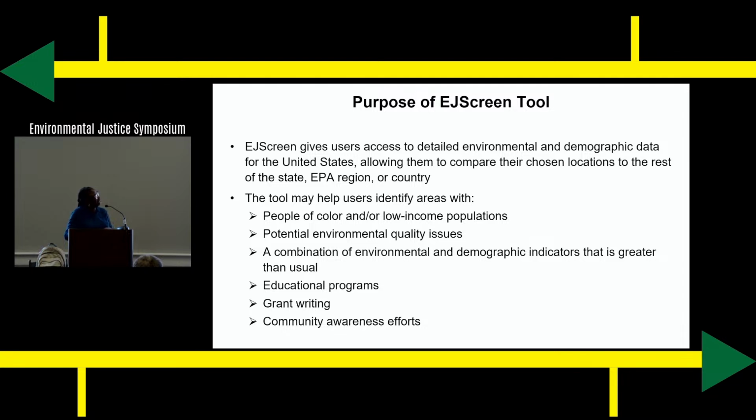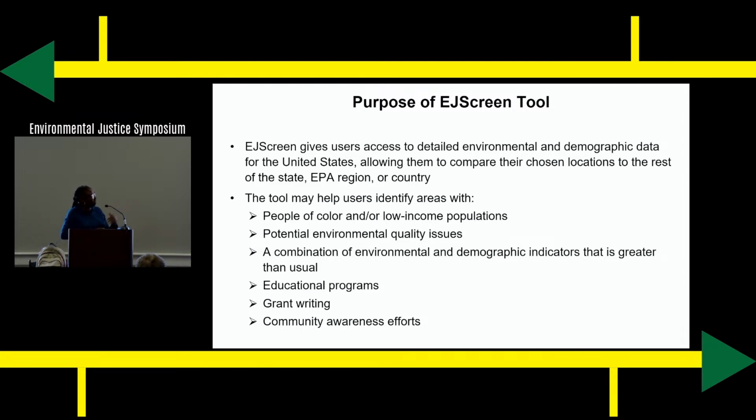So, the purpose of the EJSCREEN tool. The EJSCREEN tool gives users full access to data. It's a public tool. It's readily available online. You can go online, just type EPA EJSCREEN tool, and you get to the landing page and the tool pops up. It helps you to identify areas with people of color and low-income population. So the tool is color-coded. The darker the shade of the color, those areas are communities facing high environmental pollution. And most often than not, those are communities of color and low-income population.